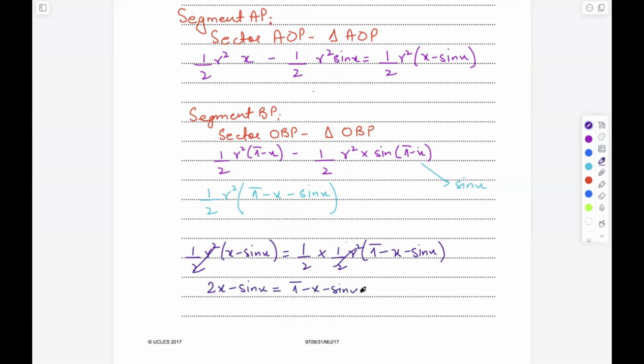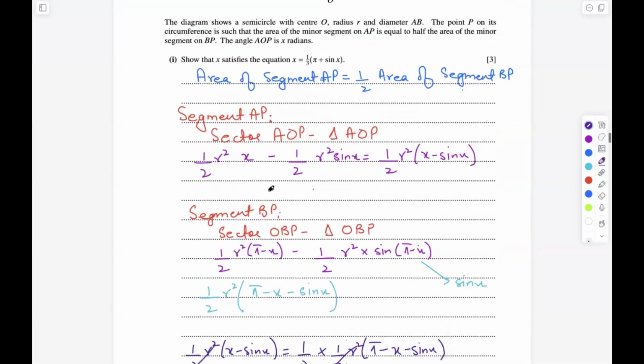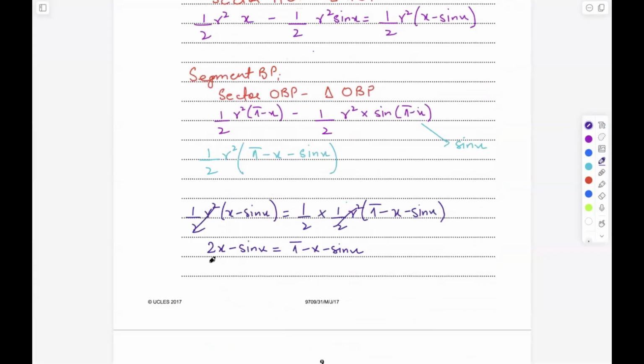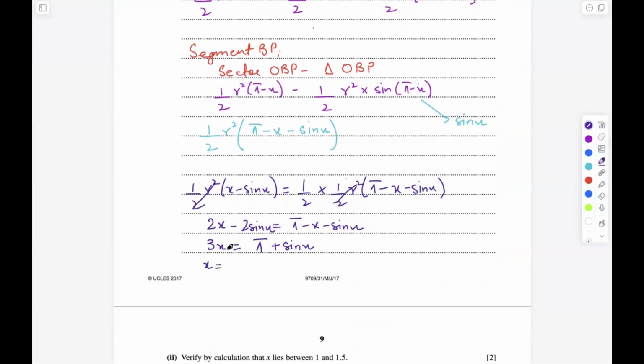And simplifying, as we have to make x the subject, bringing x to this side, this will become 3x, and when you multiply by 2, this should have been a 2 sine x over here. So this will become 2x minus 2 sine x. Now taking the minus 2 sine x to the other side, minus sine x plus 2 sine x will become positive sine x, so we'll get plus sine x over here. And finally making x the subject, dividing by 3 on the right hand side, we'll get x is equal to 1 upon 3 into pi plus sine of x.